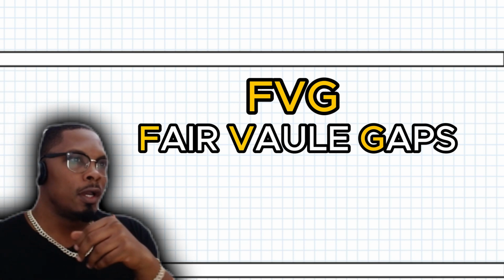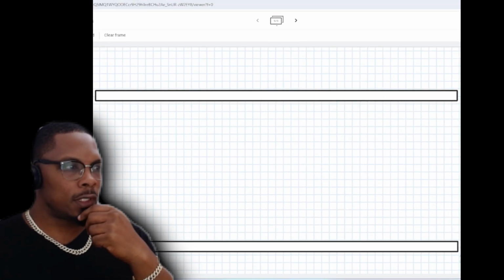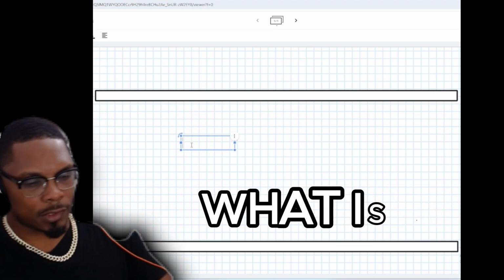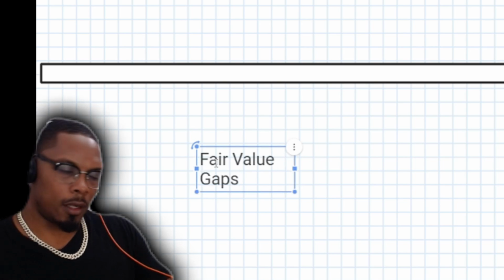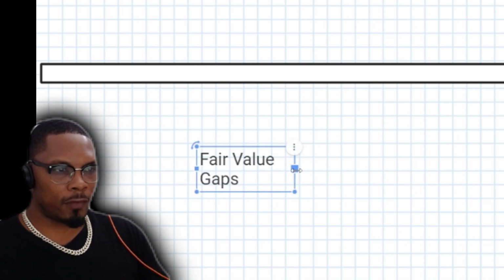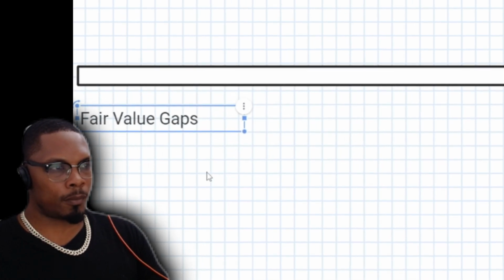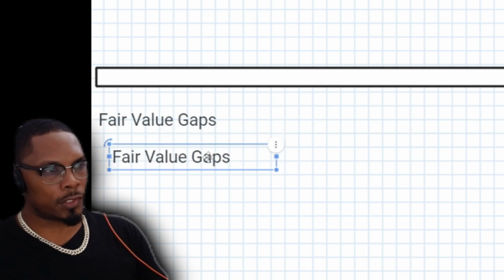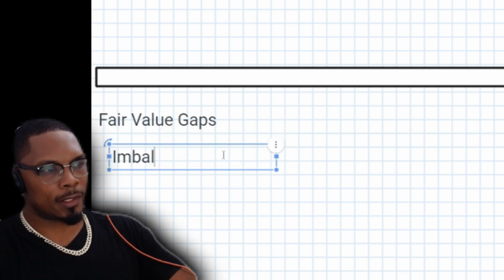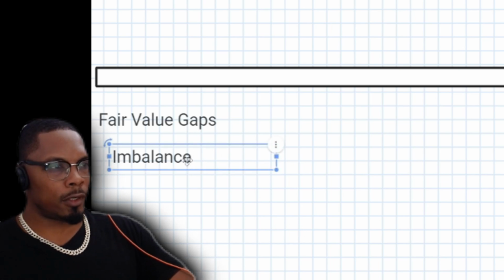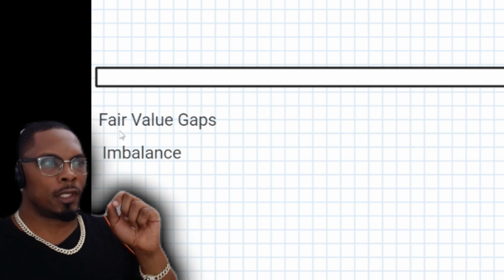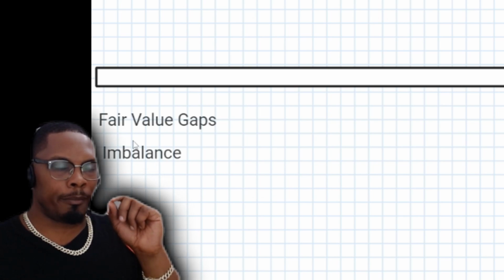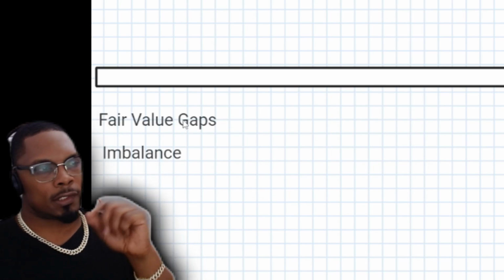So here we are over at my drawing board. So, guys, what is FVG, right? Some of you know, some of you don't, but it's simply fair value gaps. What the hell is a fair value gap? We have another word for it. Maybe you know this one, and it's called imbalance. Maybe you heard it, you still don't know what it is. Just for the record, these two are synonymous with each other, guys. Fair value gaps and imbalances mean exactly the same thing.